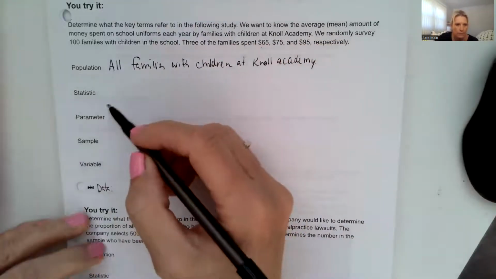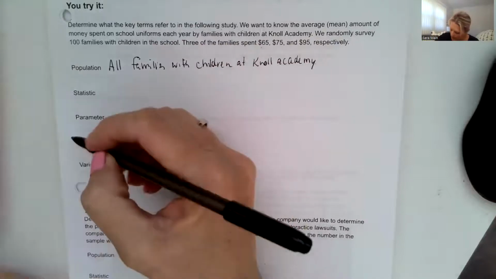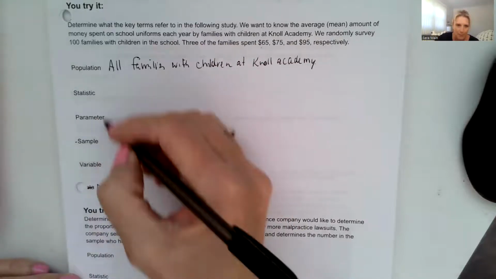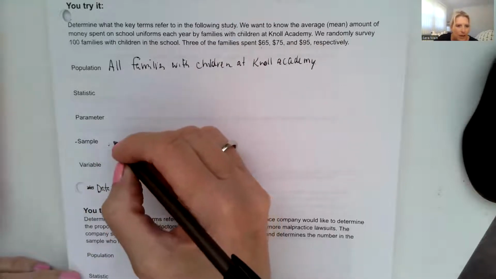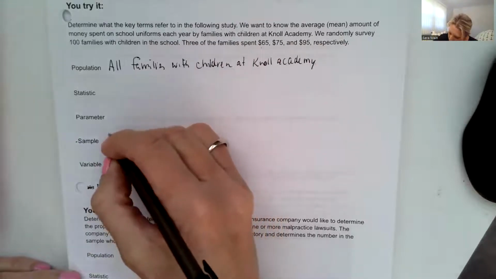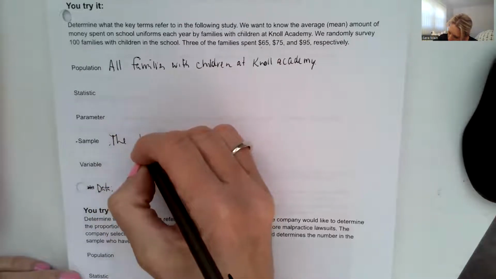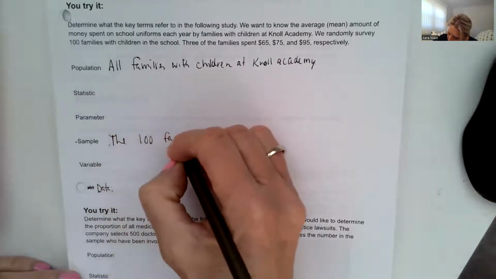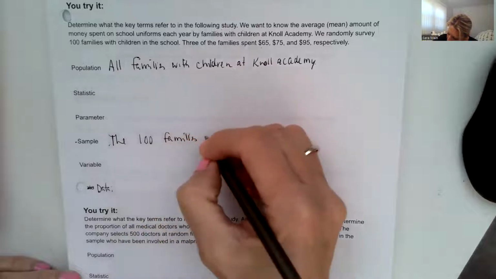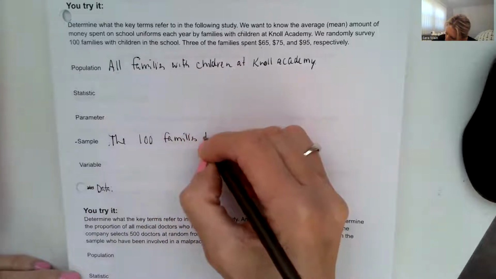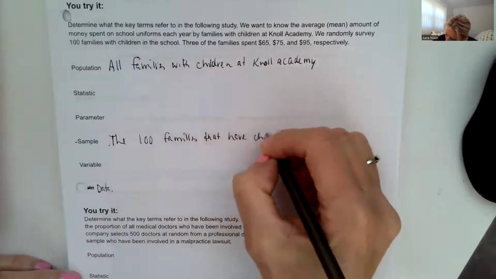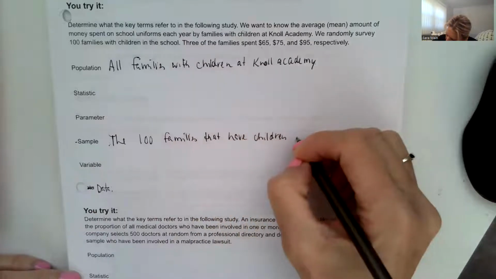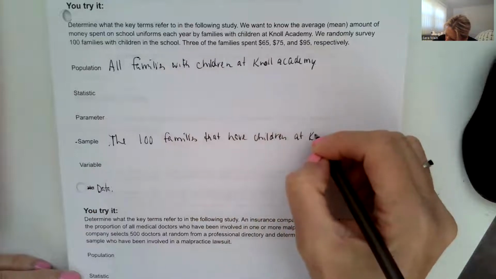And this, the sample, well, I got these mixed around. The sample is what we would do next. The sample would be the 100 families that have children at Knoll.